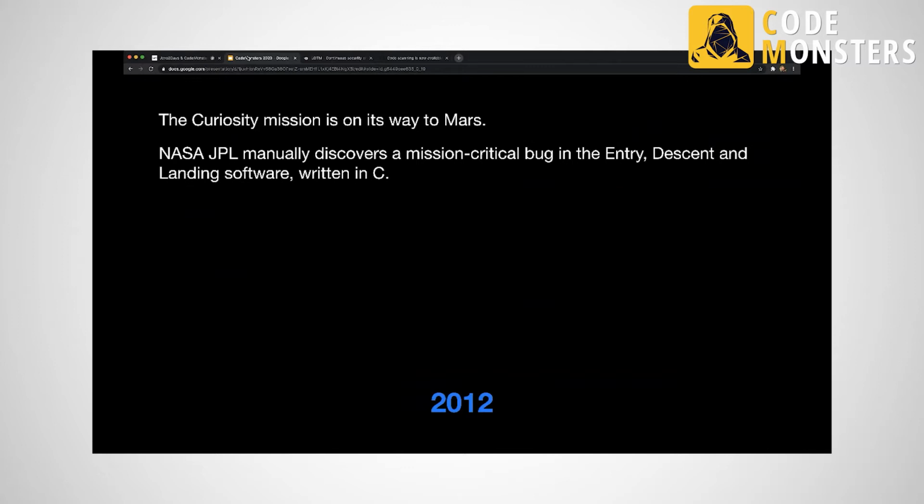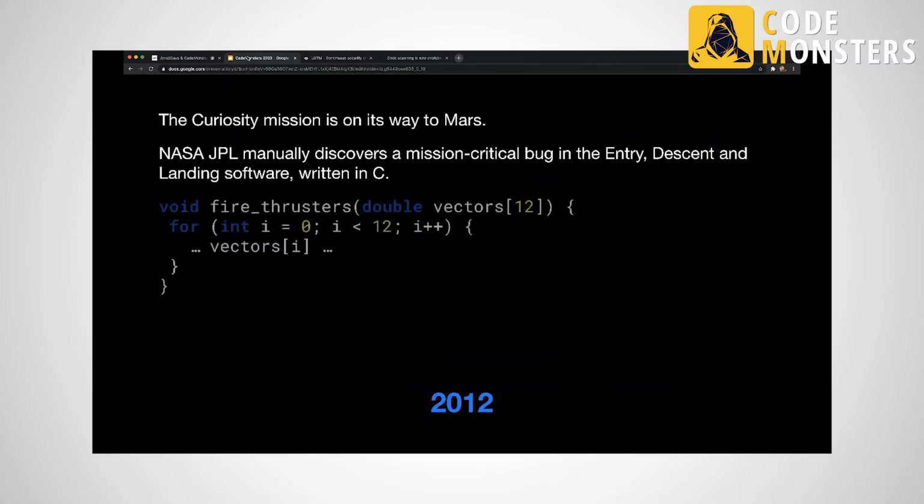This piece of software was written in C, and it resembles something like this. It has a function, similar to fire thrusters, which takes an array of coordinates, basically represented by an array of doubles. This function was looping through the 12 different coordinates, reading them and doing something critical with them in order to manage the landing of the probe.